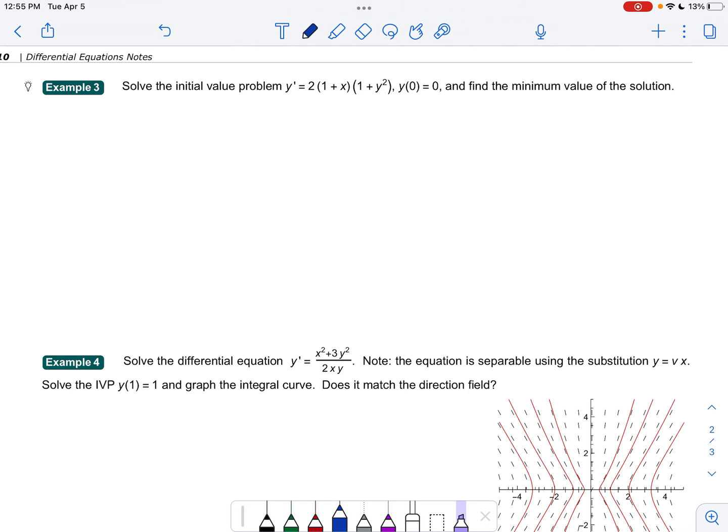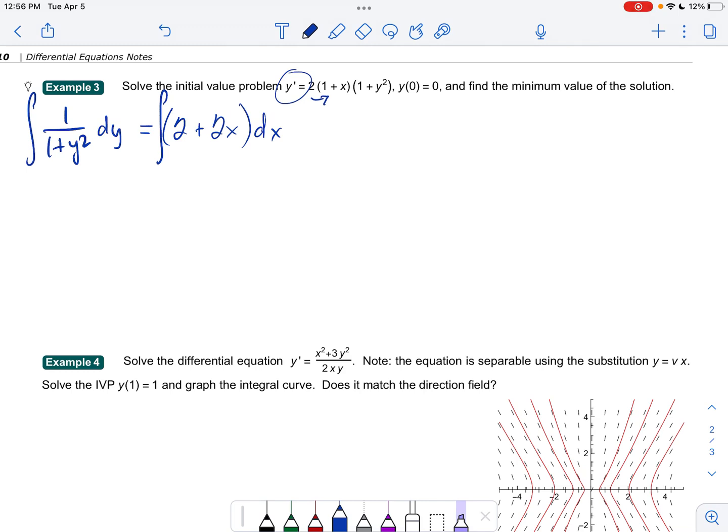To start, we can easily see that this is separable by dividing by 1 plus y squared. Thinking of y prime as dy/dx, on the left I'll have 1 over 1 plus y squared dy. Cross multiplying by dx and distributing the 2 into the parentheses, we get 2 plus 2x dx. Then integrate each side, on the left with respect to y and on the right with respect to x.